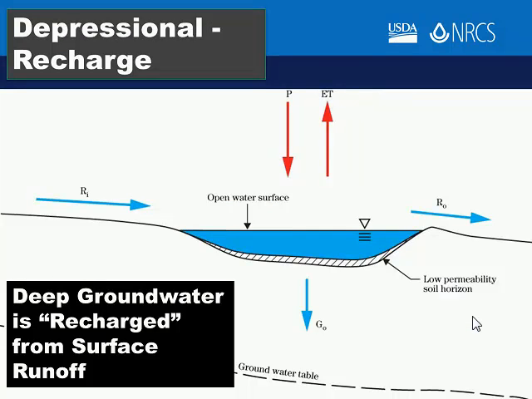We can separate depressional wetlands hydrologically as recharge or discharge. And a recharge depression is one where the dominant water source is surface runoff and the water in the ponded area is attempting to recharge a deeper underlying groundwater level. So this is a classic recharge wetland. Surface runoff and then groundwater moving out of the wetland to recharge the groundwater table.